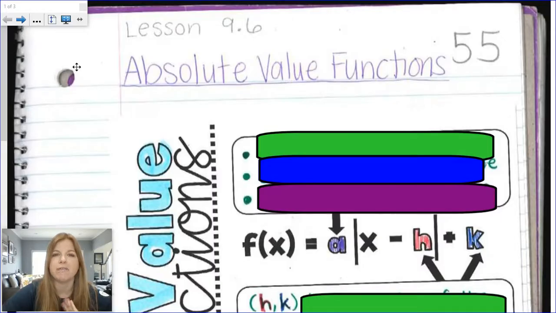I have another video about absolute value functions that focuses solely on using the TI-84 Plus CE graphing calculator. So if you need some help with that, definitely take a look at that video.